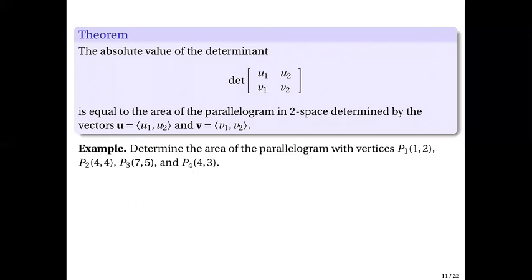So in here, believe me that this is a parallelogram. Believe me that these 4 points will form a parallelogram. We are just going to use 3 points because we just need to form the vectors U and V. So say you have this point here.